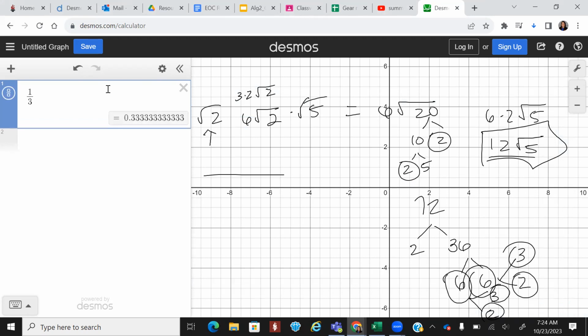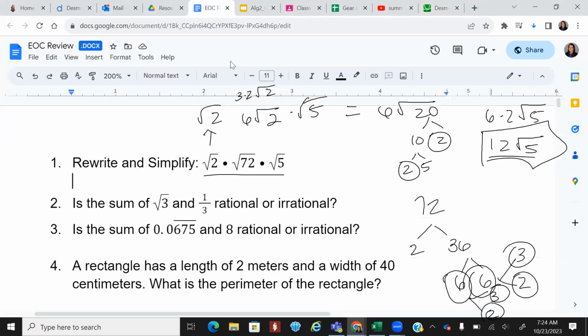Yeah. Now, if we do 1/3 plus the square root of 3, does that go on forever? Yeah. Does it ever repeat? No. So is this rational or irrational? Irrational. Irrational. Okay. What about the next one?